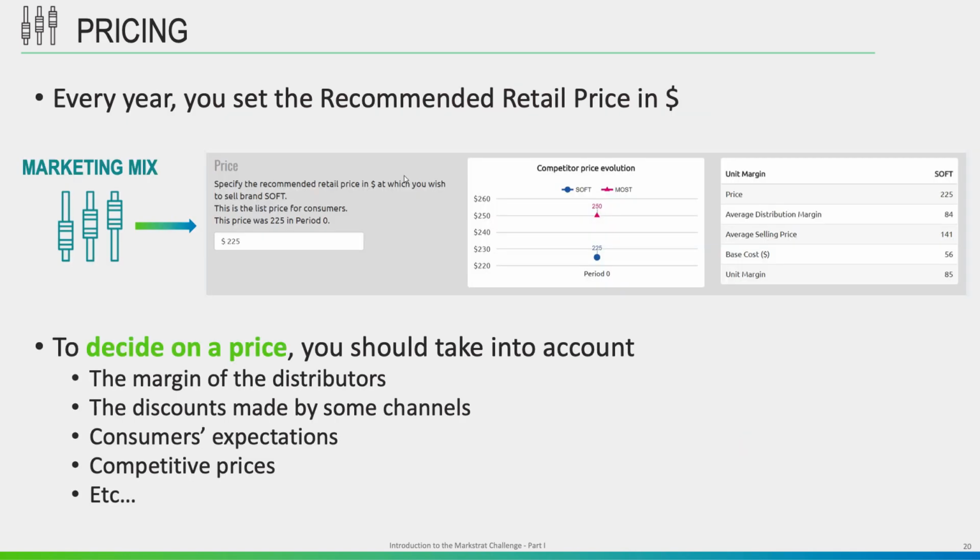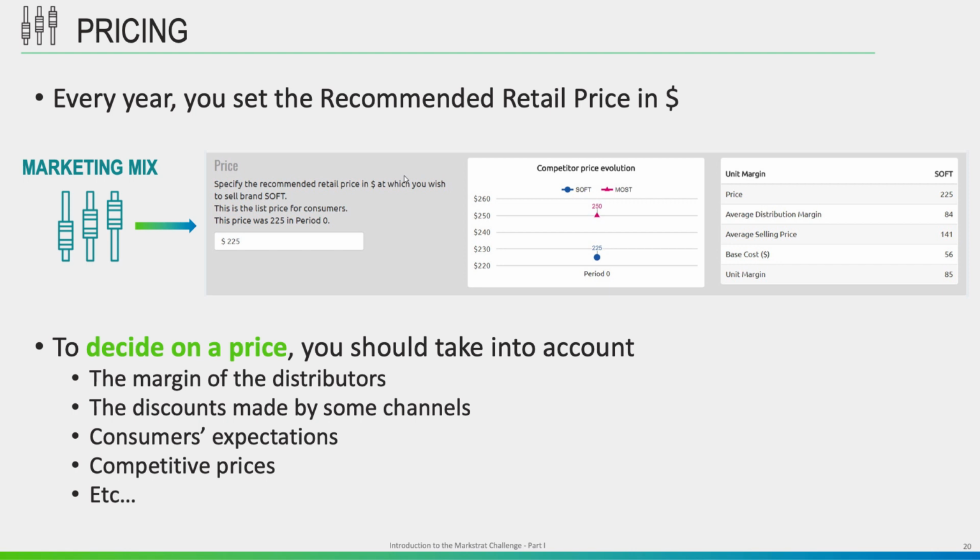Each year or period, you set what's called the retail price. The actual average retail price will vary depending on margins and discounts applied by channels. To decide on a price, you should watch the contribution it will generate and take into account distributors' margins, channel discounts, consumer expectations, and competitive prices.